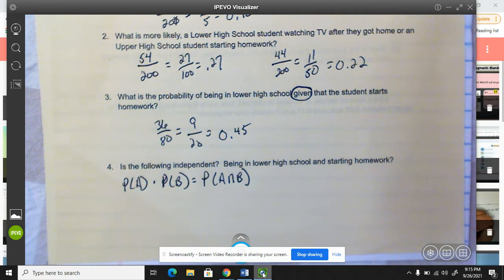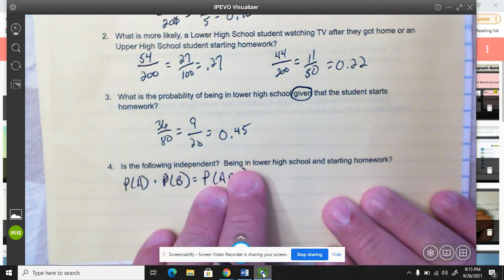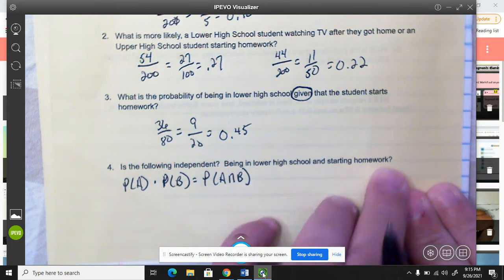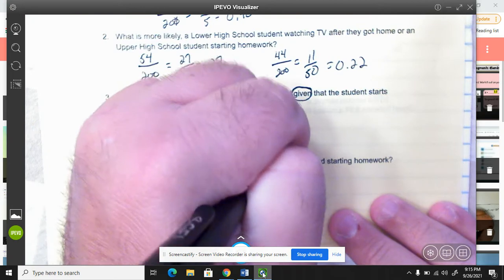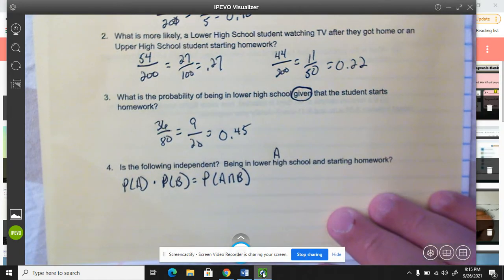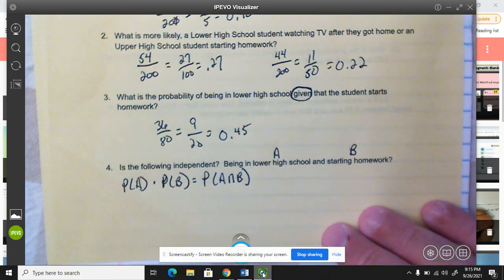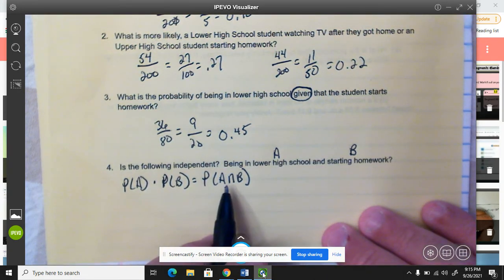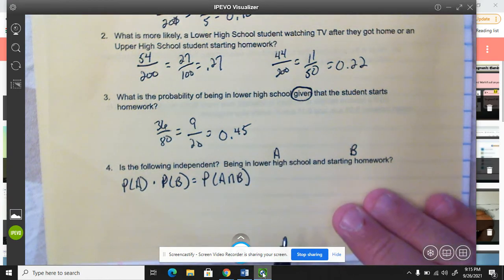So what does that mean? Well, is the following independent, being in lower high school and starting homework? So my A event is going to be being in lower high school. My B event is starting homework. And then this last part is lower high school and starting homework.